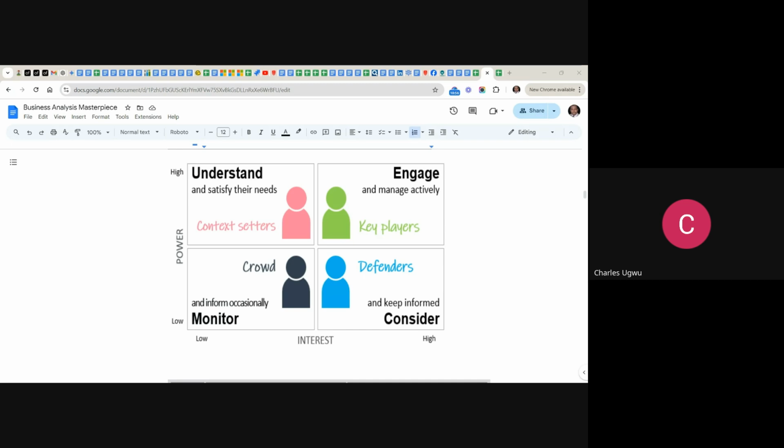Okay, we have another group of people. These people, they don't have power. You can see they are sitting on the bottom of the grid. They don't have power, but they have interest, high interest. These are mainly people working within the process. This is where they belong.